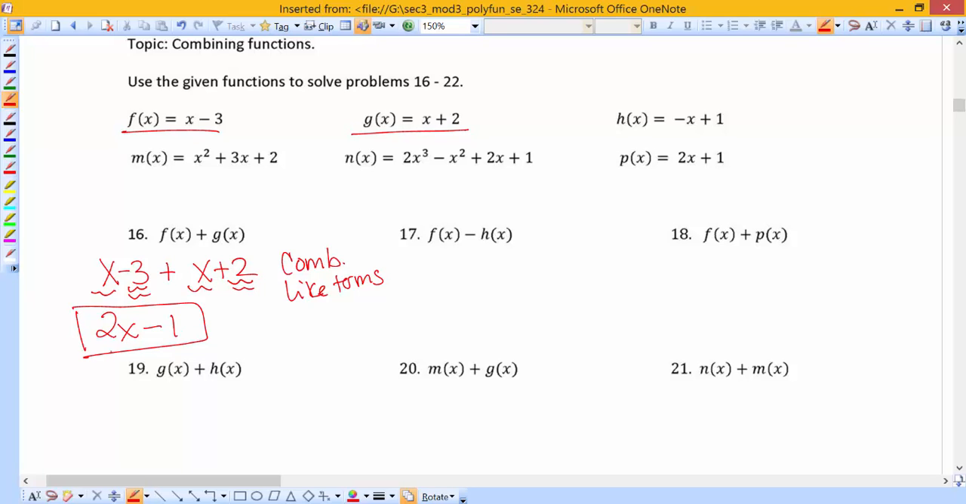Okay, you're just combining functions. You need to simplify them. Please do not throw an equal sign in here and then start solving, because that would not be good. There's no equal signs. Don't throw them in. Okay, that takes care of 16.